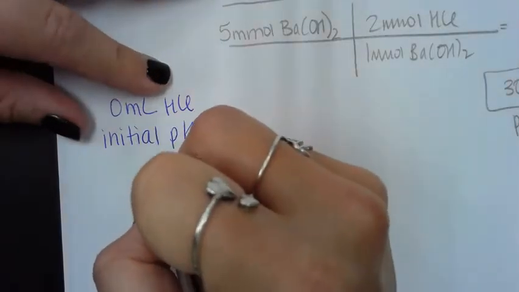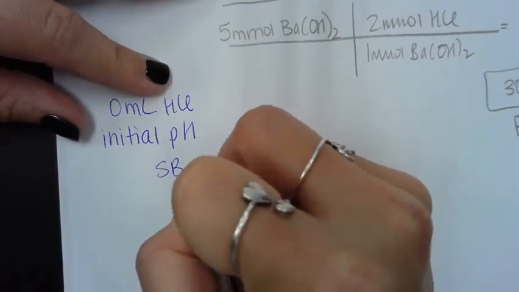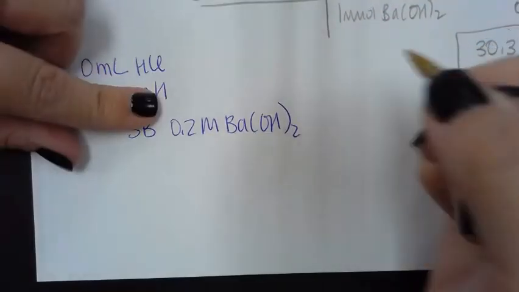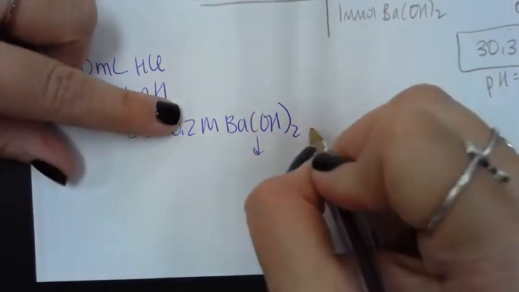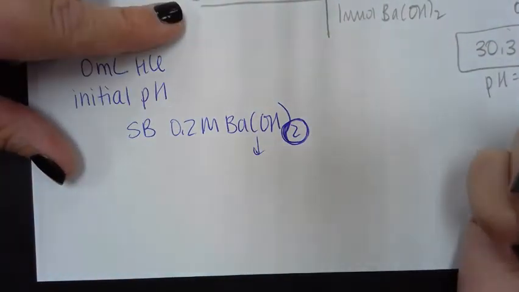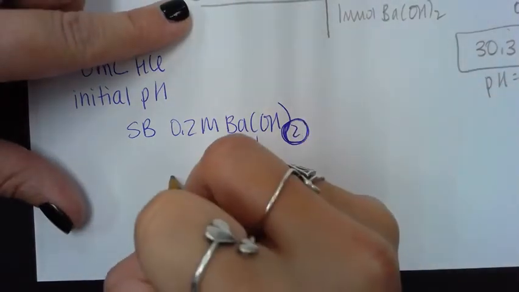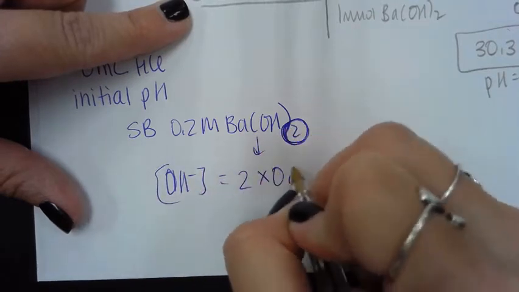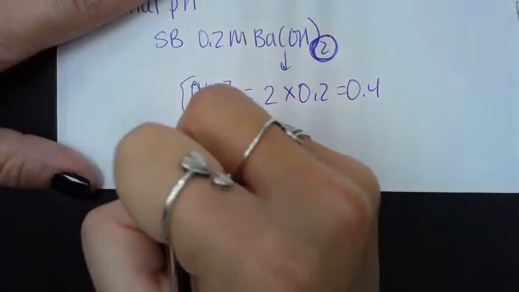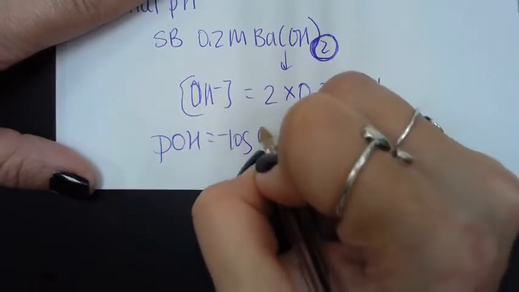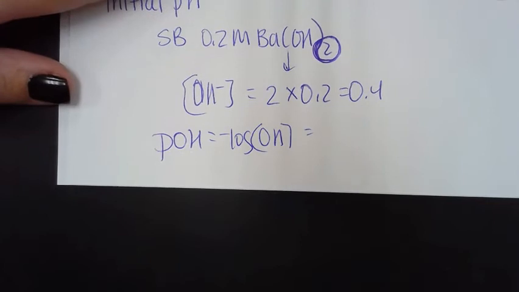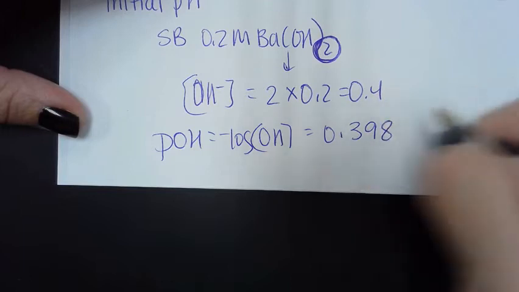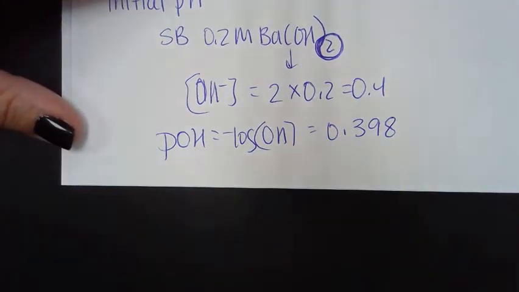What do I have? I only am going to have a strong base. I've got the 0.2 molar Ba(OH)2. It's a strong base, so this is going to fully dissociate, but watch out. I'm going to be making 2 OHs. So the OH minus concentration is actually going to be 2 times the 0.2, or 0.4. So then when I take the negative log of that, that's going to give me the pOH. So negative log of 0.4 is going to give me 0.398. But then I have to do 14 minus that.